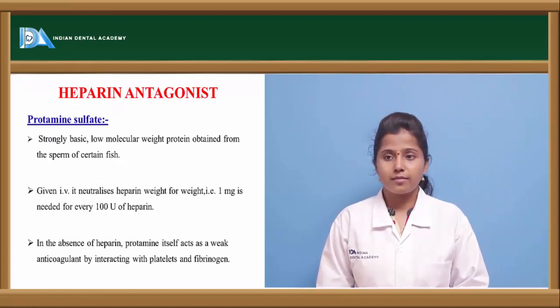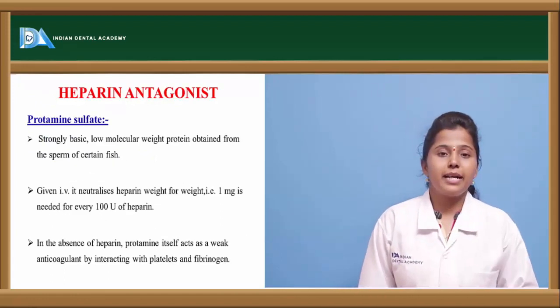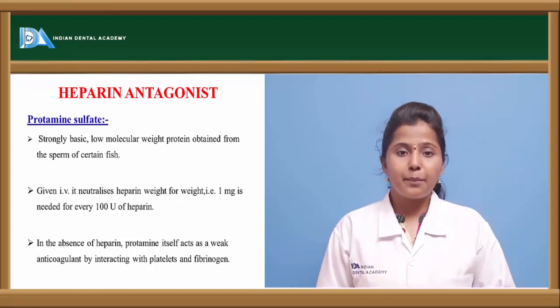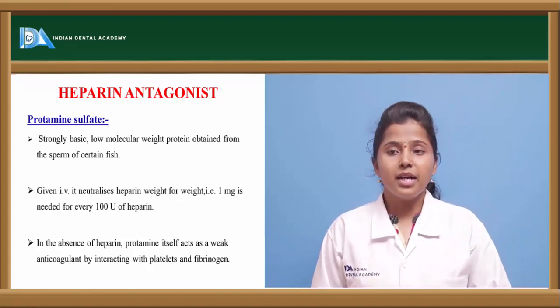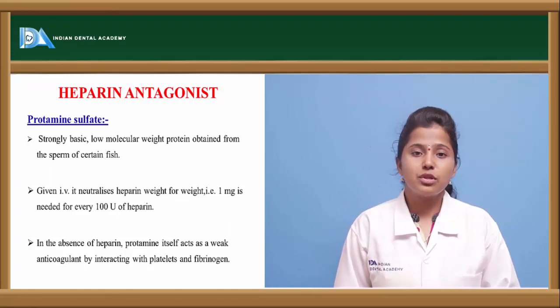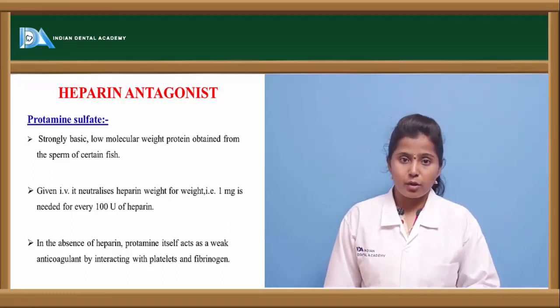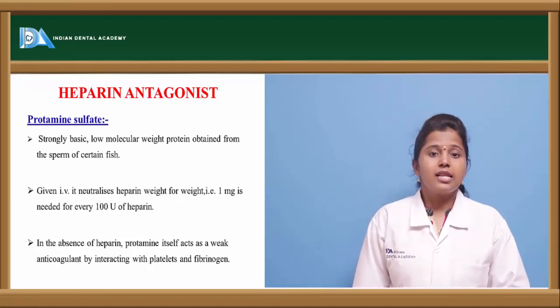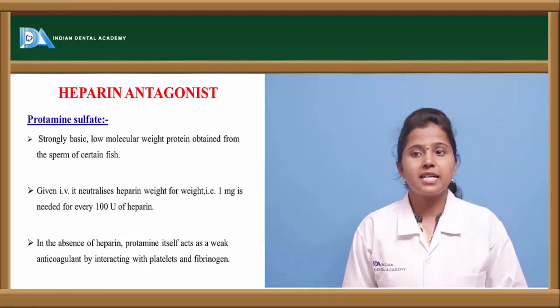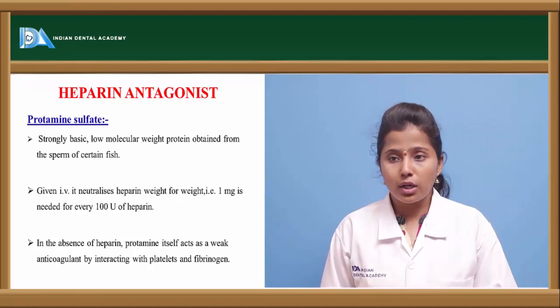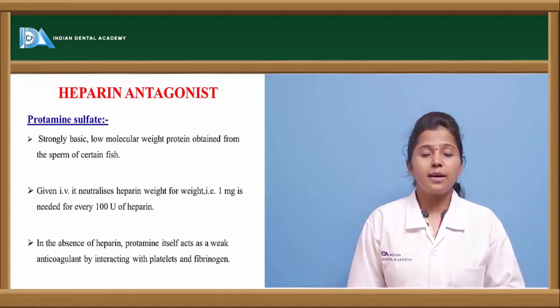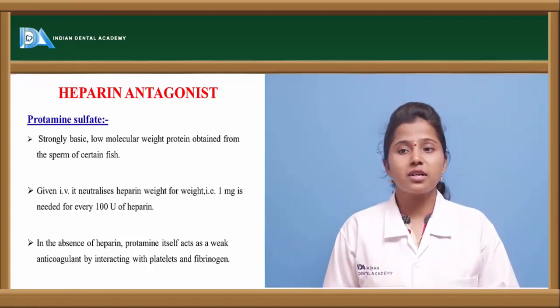Next, let us see the heparin antagonist. The heparin antagonist is protamine sulfate. It is strongly basic in nature, because heparin is highly acidic, so the antagonist should be strongly basic. It is a low molecular weight protein, which is usually obtained from sperms of certain fish.